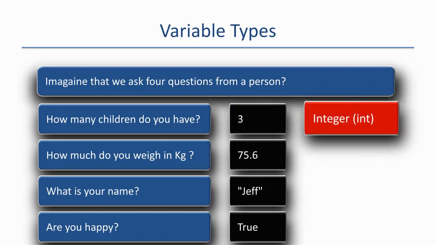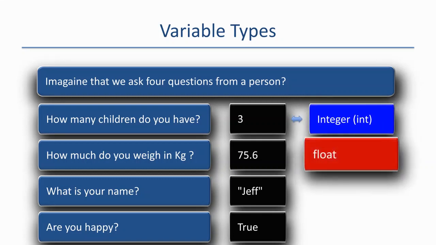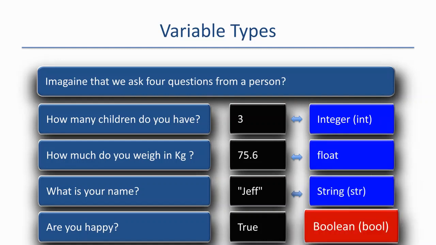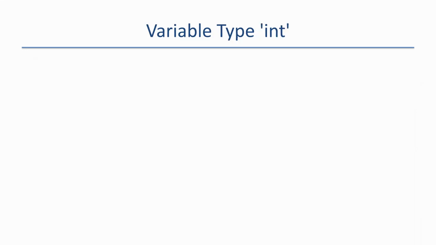For example, the first one is an integer that in Python is identified by int. The second one is called a floating point number. And the next one is a string of characters, and in Python, its symbol is str. And the last one is a Boolean type, which basically means there are only 2 possible answers, yes or no, or true or false. So let's start with the variable type int.